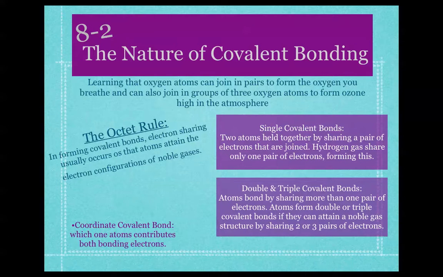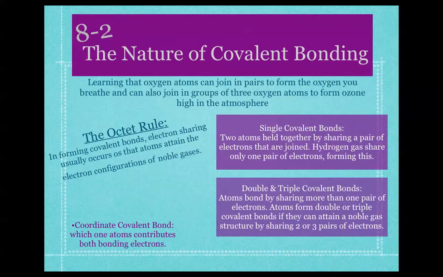In section 2, we learned the nature of covalent bonding, and learning that oxygen atoms can join in pairs to form the oxygen you breathe, and you can also join in groups of 3 oxygen atoms to form ozone high in the atmosphere. And it explains the octet rule in this section, which we had to work with on a piece of paper. And single covalent bonds are 2 atoms held together by sharing a pair of electrons. And hydrogen gas shares only 1 pair of electrons.